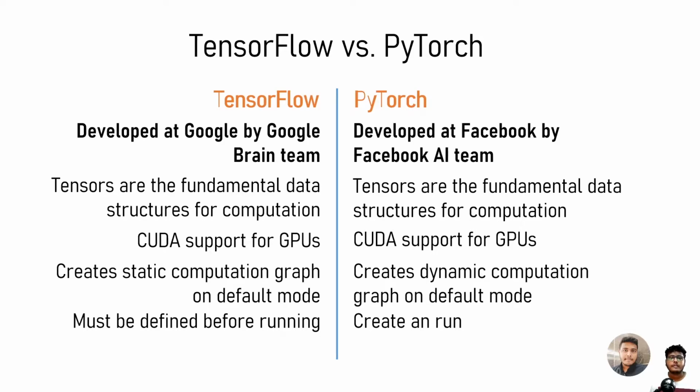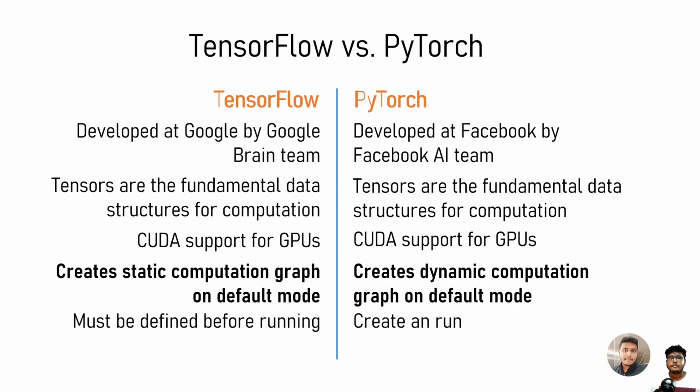Now coming to the similarities and differences between TensorFlow and PyTorch. TensorFlow was developed by the Google Brain team, whereas PyTorch was developed by the Facebook AI team. Both of these libraries work on tensors. So whatever operations or computations you do in training neural networks, you do all of that on top of tensors. You can't use any other data types like NumPy ndarrays or lists, right? You have to do everything on top of tensors. These libraries also have support for CUDA, so you can create tensors and train neural networks on top of GPUs. That is a great feature available in both of these libraries.